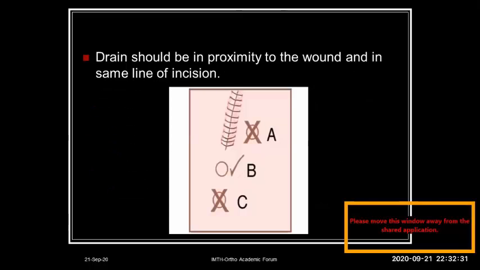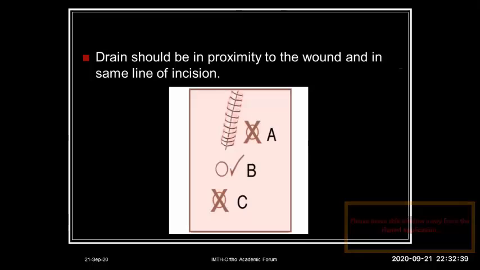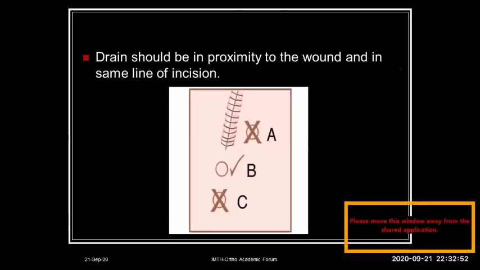And the drain should be in proximity to the wound and in the same line of the incision. And please put it in the B position, avoid the C and A positions, because if there is a recurrence, you want to take the B, which is nearest to the incision line, and just avoid the other drains that could be put in A or C.